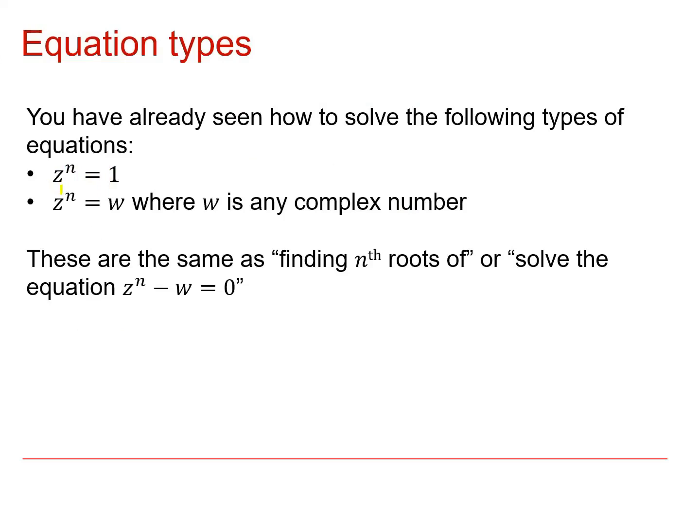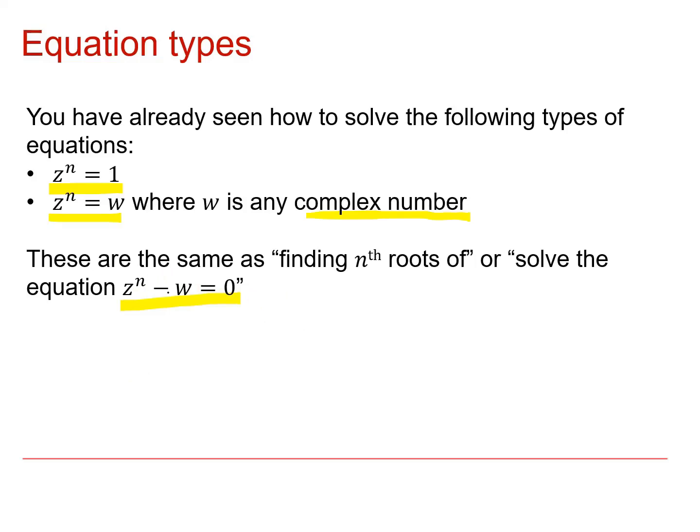We've already seen how to solve equations like z to the n equals 1 and z to the n equals w, where w is any complex number. With z to the n equals 1, we talked about the nth roots of unity, and we also talked about the nth roots of any complex number. However, sometimes we write this as something equals 0, so z to the n minus w equals 0 is another alternative that you'll see for this type of equation.